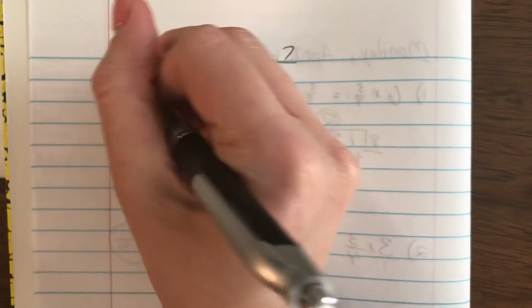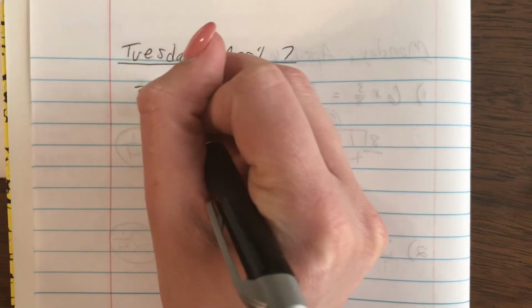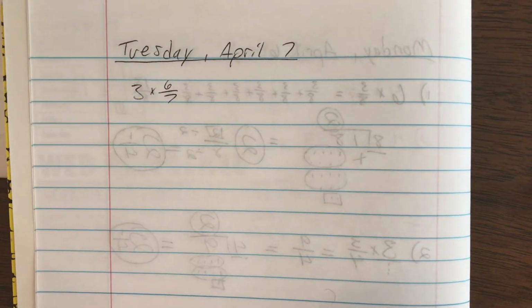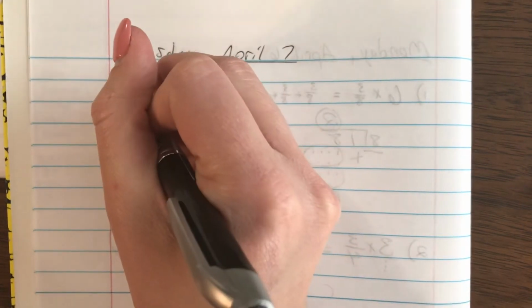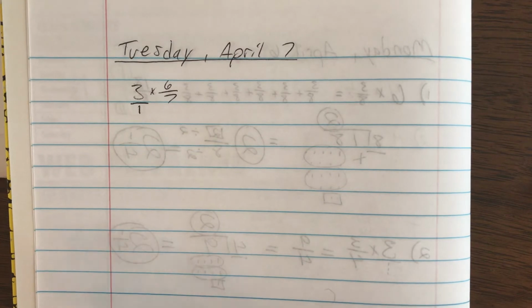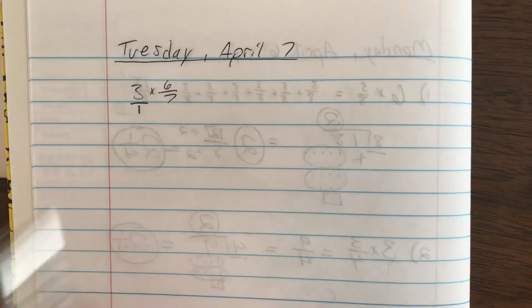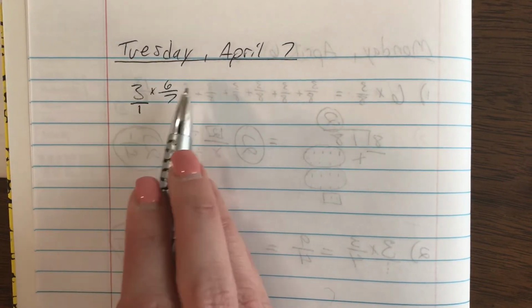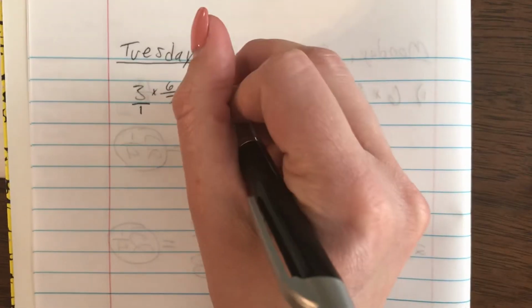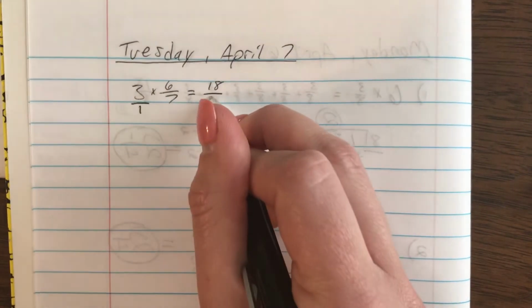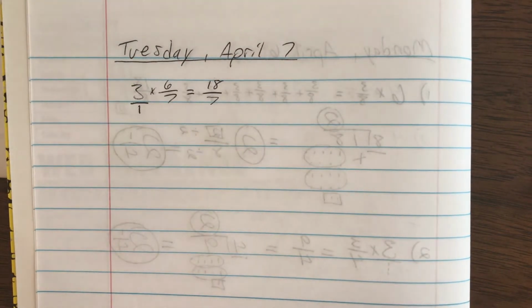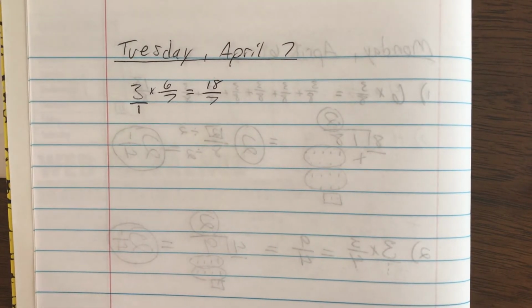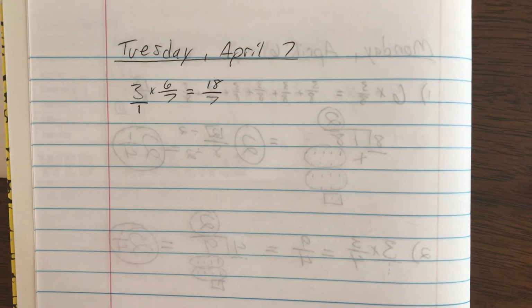Moving on to the next one on our Ferris wheel, we're going to have 3 times 6 sevenths. Based upon what we talked about yesterday and what I've seen, a lot of us are choosing to use the over 1 strategy, which is totally fine. If you would like to still use the repeated addition strategy, you're more than welcome to. You should get the same answer. Looking at our over 1 strategy, 3 times 6, just multiplying straight across, it's going to give us 18. 1 times 7 is going to give us 7. So like we talked about yesterday, whichever strategy you use, when you're multiplying fractions and whole numbers, your denominator is never going to change unless you need to simplify.